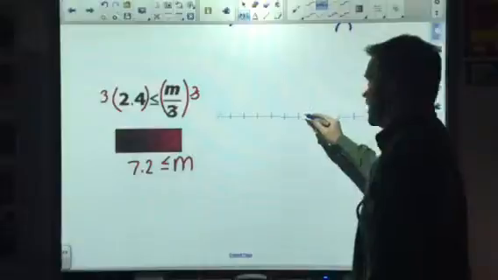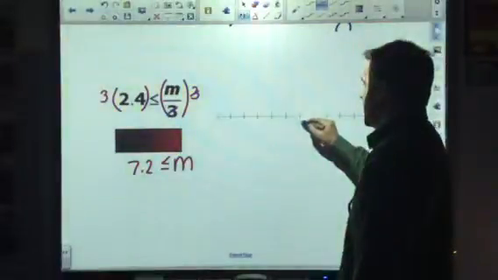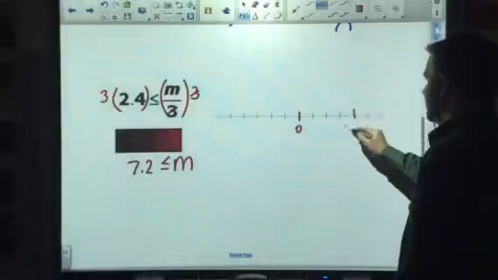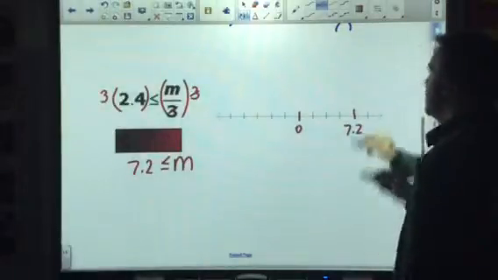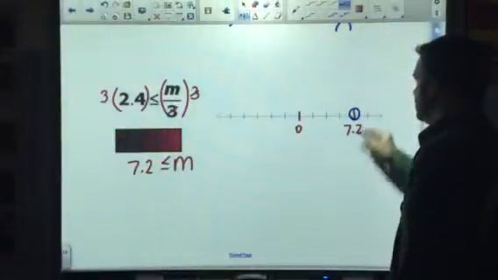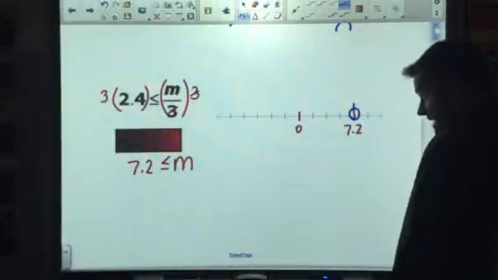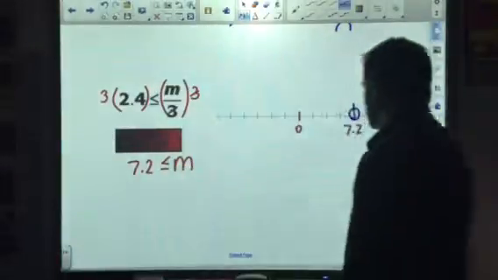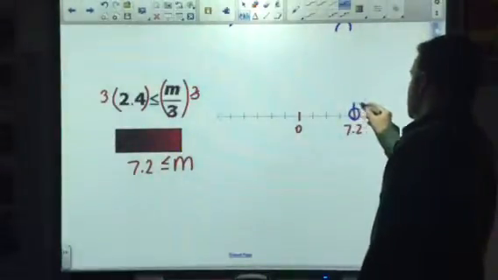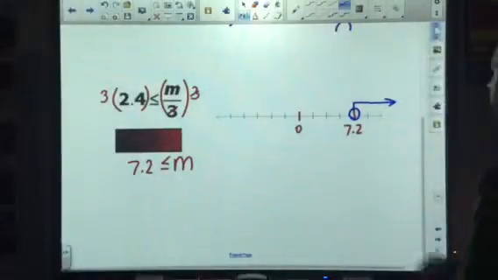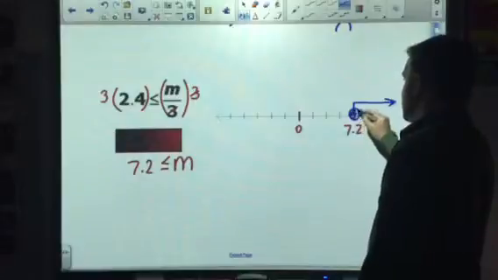Okay, and so if we graph this, just draw your 0. 7.2 is going to be somewhere over here. Something is happening around 7.2. And we're saying that 7.2 is less than or equal to m. Less than or equal to m. That means that m is going to be that way. It's going to be greater than it or equal to it. Equal to it, so we do need to remember to fill that in.